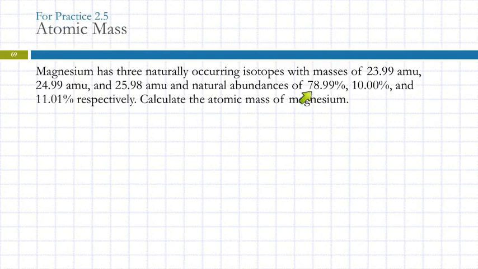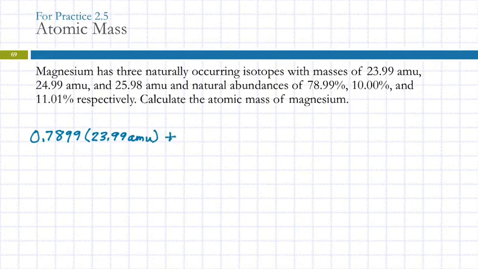So we're going to take the percentage and write it as a decimal or a fraction, 0.7899. And we'll multiply by the mass of that isotope, which is the first one, 23.99 AMU.